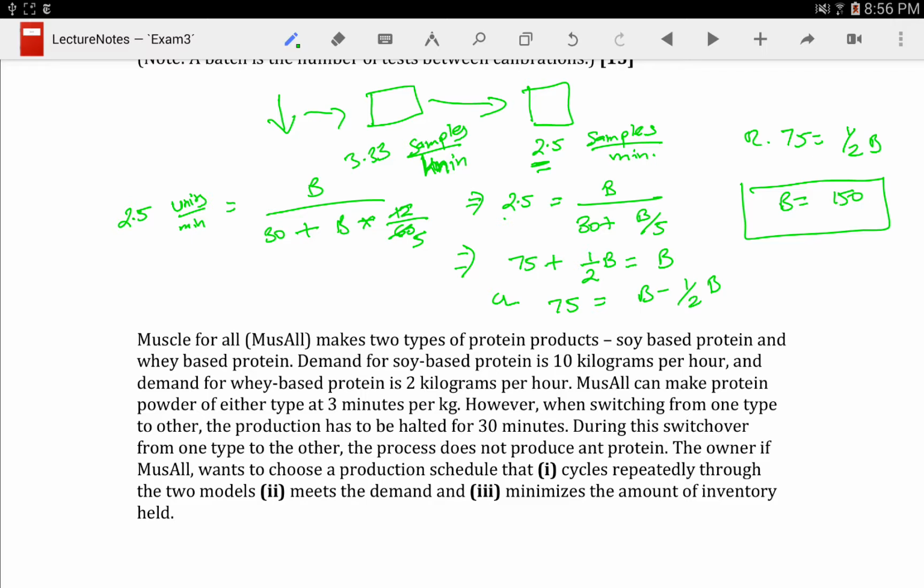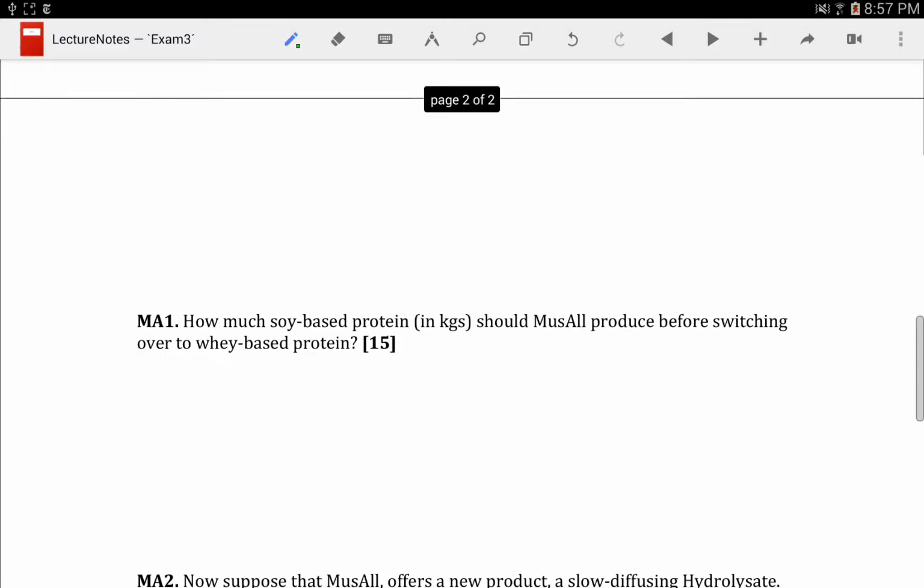In the next question, this company is producing two kinds of protein. The demand for the first one is 10 kilograms per hour. The demand for the next one is 2 kilograms per hour. The company can produce either type at 3 minutes per kg. Switching from one to another takes 30 minutes. So what should be the batch size?